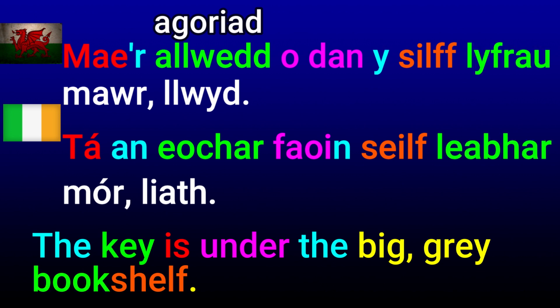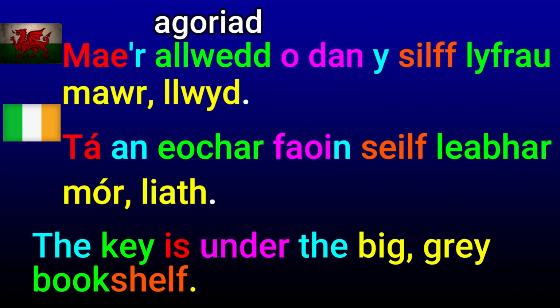And lyfrau comes from llyfrau, books, leabhar in Irish. Very similar way that they compress them together. And in Irish, there used to be a v sound in there, but it was lost. But you can see from the spelling that it used to be much, much more similar to Welsh. And big, mawr, mór. That's really easy. And it's interesting here that the color is similar. Llwyd for grey and liath in Irish.